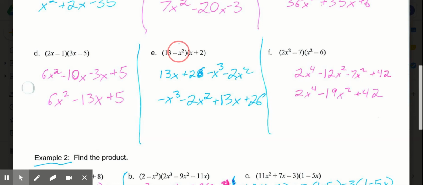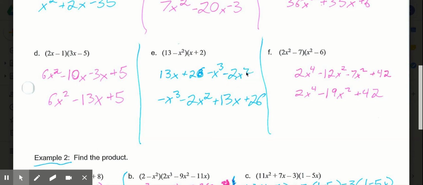Inner, negative x squared times x. So again, we have to add the exponents. A 2 and a 1 gives us a 3, and it's a negative. So it's minus x to the third. And then a negative x squared times a positive 2 gives us a minus 2x squared.